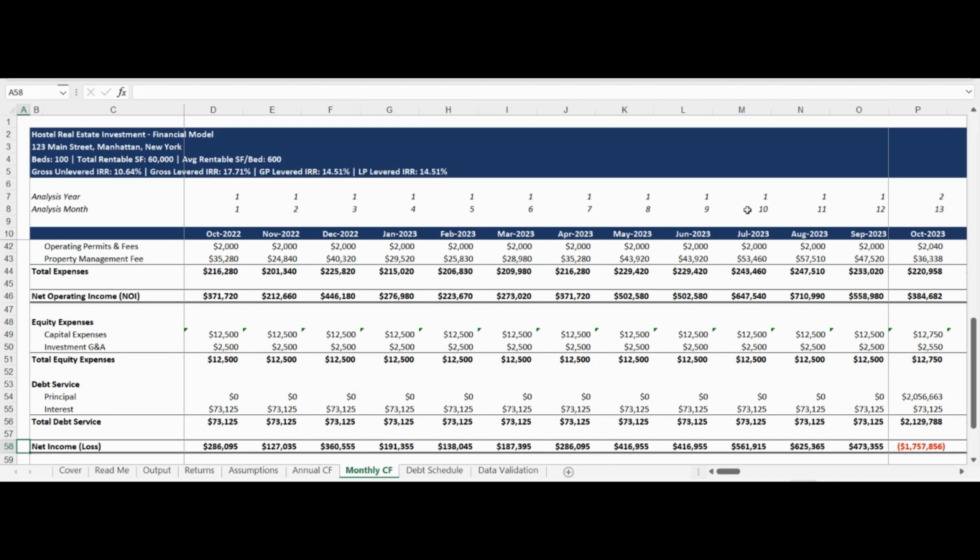Expenses are deducted from revenue to determine the monthly net operating income. The net operating income is further reduced by capital expenses, investment general and administrative expenses, as well as debt service, which includes payments for both principal and interest. Once the aforementioned line items are deducted from net operating income, the monthly net income is generated.